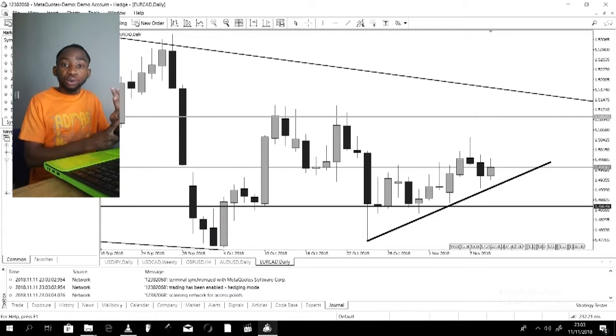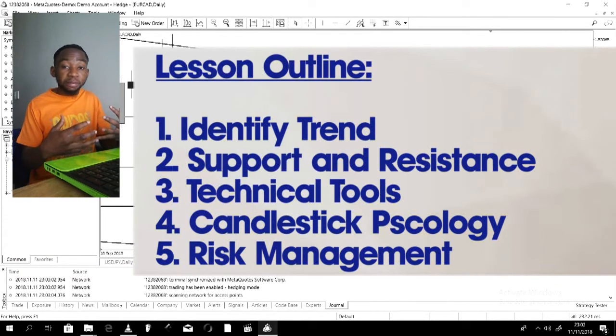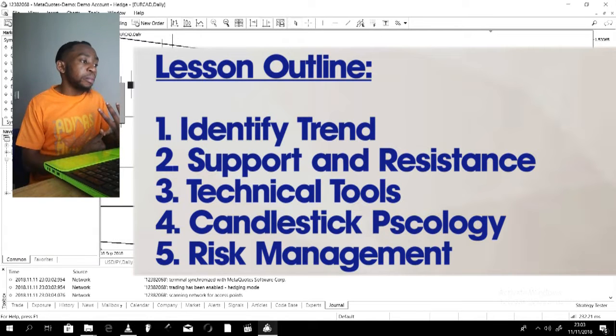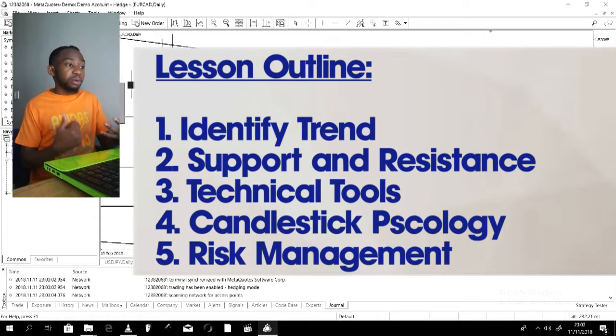Alright, the guidelines include: number one, you need to identify the trend. Number two, you need to plot accurate support and resistance zones. Number three, you need to apply your technical tools. Then number four, you need to have a good understanding of candlestick psychology. Number five, you need to obviously apply the principles of proper risk management.